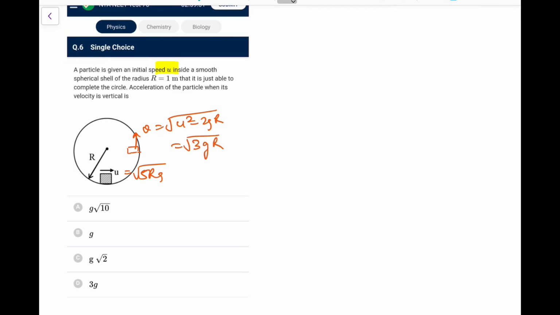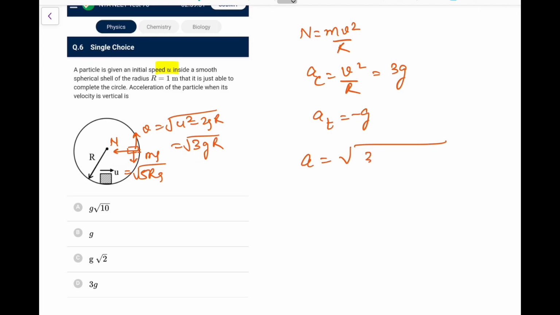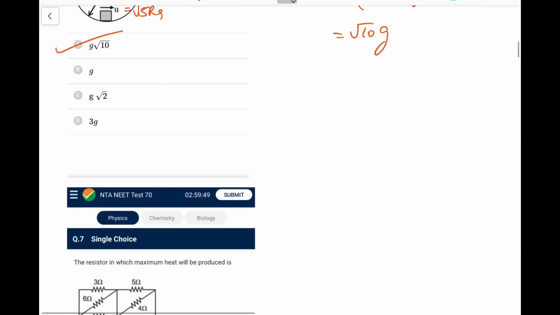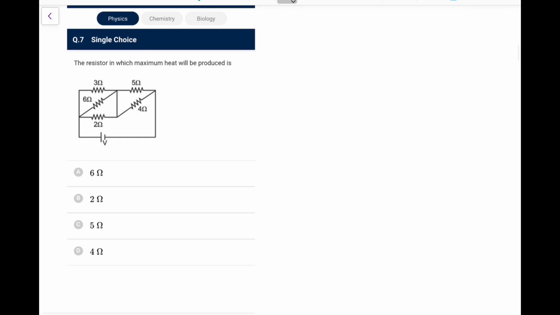So at this point, what will be the acceleration of the particle? First, the normal would be equal to mv square by r. So the centripetal acceleration is equal to v square by r, which comes out as 3g. And because of the mg in the vertical, it has an at component which is minus g, so net acceleration would be root of ac square plus at square, that is 3g whole square plus g square, that comes out as root 10 g. So this is g root 10. Don't take it as 3g, because that is only ac. Net acceleration is ac plus at, in vector form.